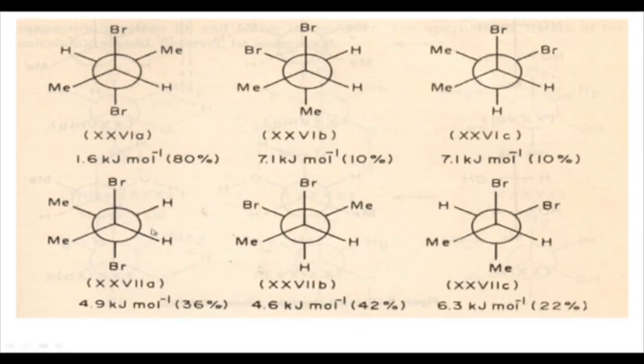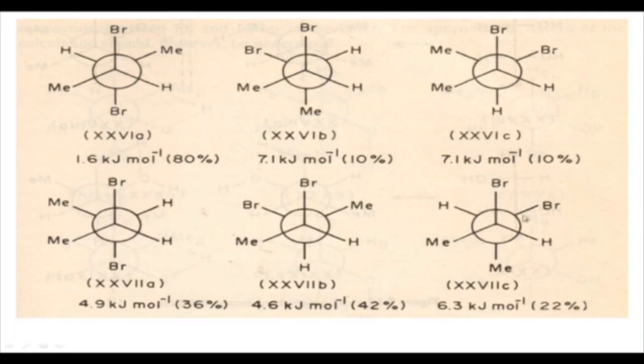When you talk about the optically active form, you see this is a form where there is a methyl bromine interaction, and we already know that methyl bromine contributes 0.8. There is another methyl bromine that contributes 0.8, and there is a methyl methyl that contributes 3.3 kilojoule. So the total will be 4.9. And when you have this other conformation where bromine bromine is gauche and methyl methyl is anti, there are methyl bromine interactions, bromine bromine interactions, and methyl bromine interactions. If you add these up, it will be 4.6 kilojoule per mole.